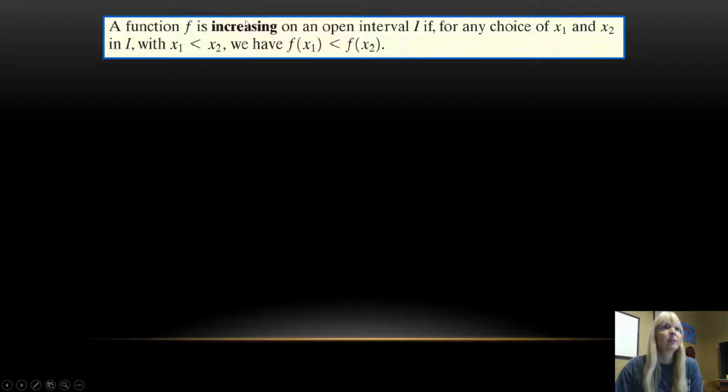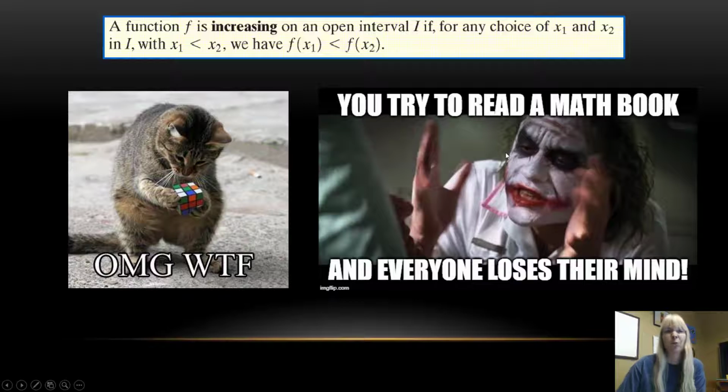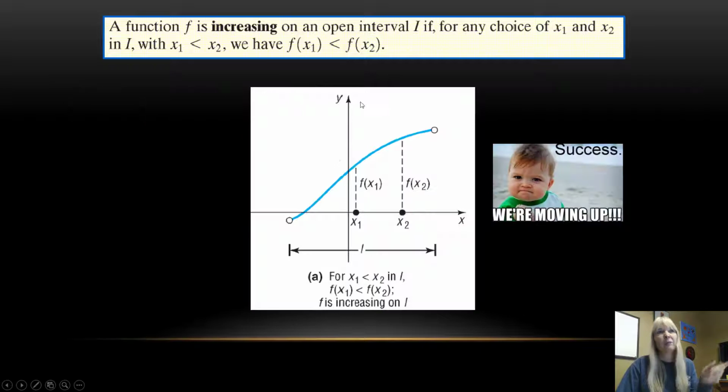It says a function f is increasing on an open interval I if for any choice of x1 and x2... What the heck? The problem that a lot of students have in a math class is they want to pick it up and read it like a novel. You can't read math books that way, okay? Even my notes. What you want to do, when you're given a definition, is go through it and say, okay, I know what an interval is. I have some interval here.